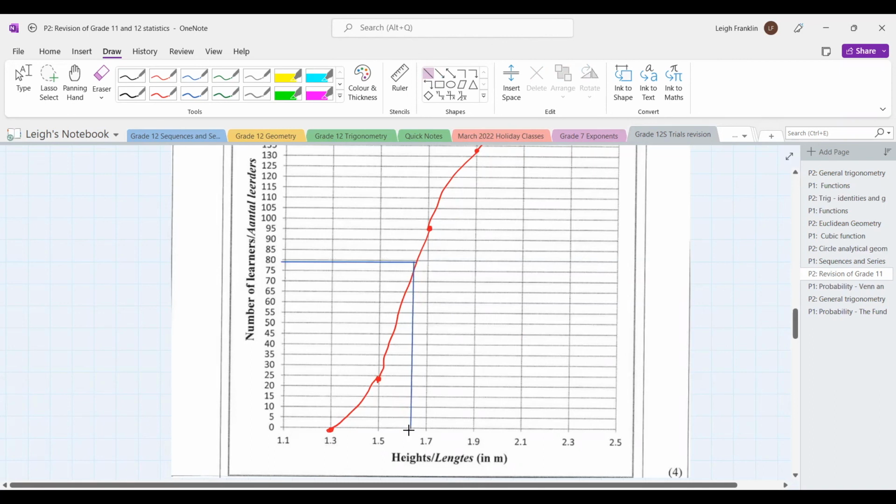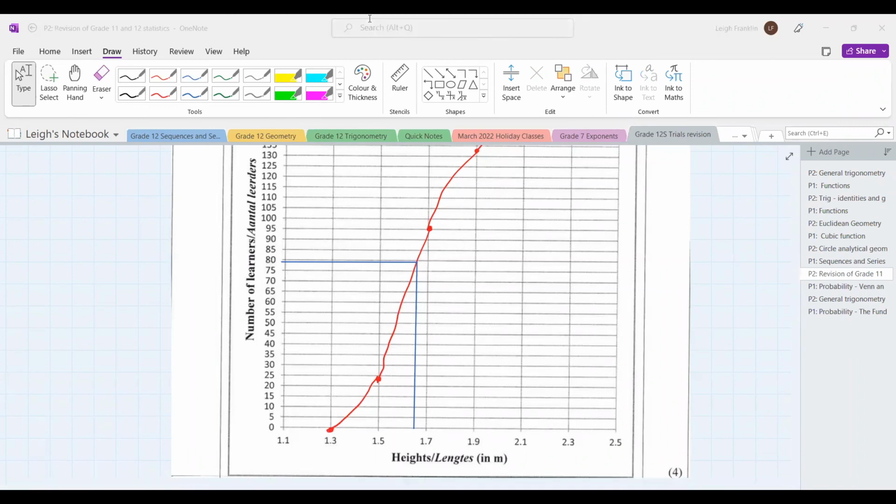I do not like what I've done here. Okay, so that should be slightly over, slightly over to the right-hand side. Let's have a look. There we go. That's better. Does that make sense to everybody? 1.6.